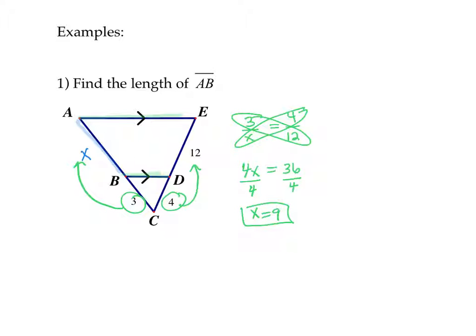Just want to point out one thing. I set up the proportion going one way, but you could also have set up the proportion x over 3 is equal to 12 over 4, and you'd still have the same result. 4x equals 36, and it would give you x equals 9.